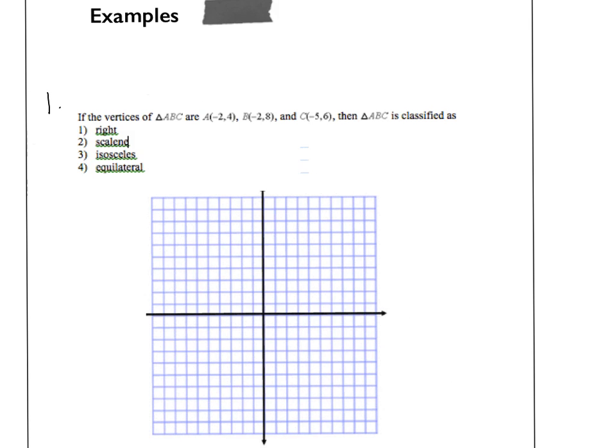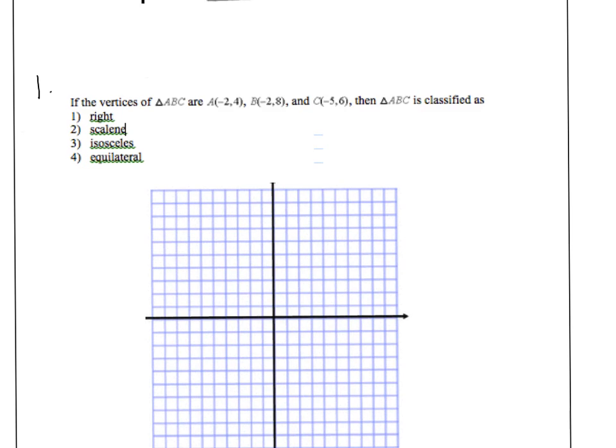Here is our first example. It says, if the vertices of triangle ABC are A, B, and C, then classify the triangle as one of the 4. So, the first thing we want to do is draw the triangle. The points are here. A is -2, 4. B is -2, 8. And C is -5, 6.